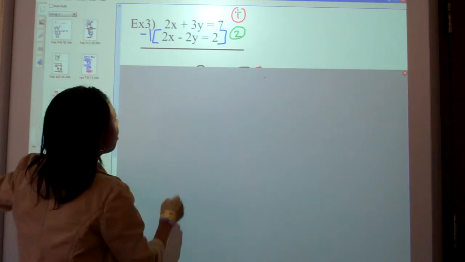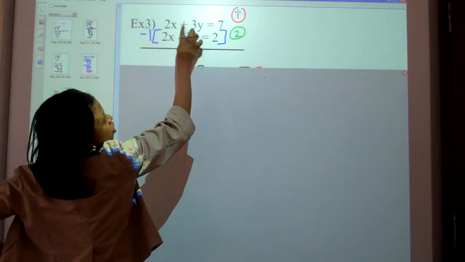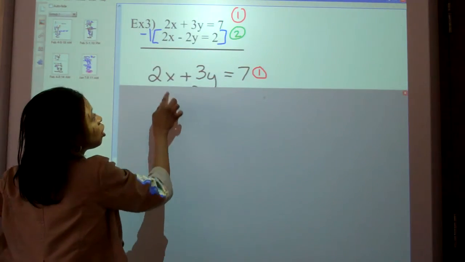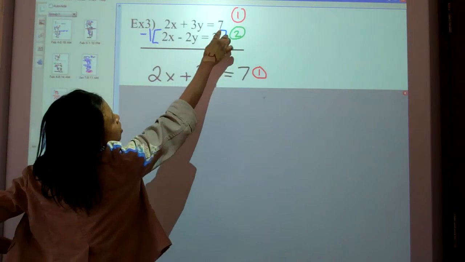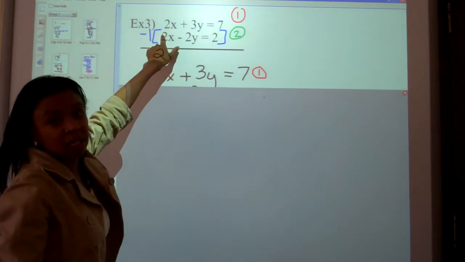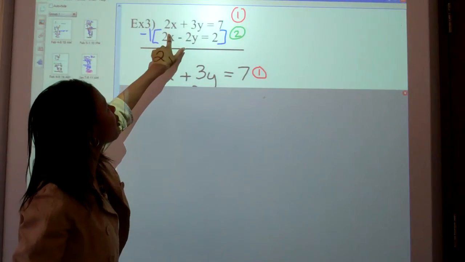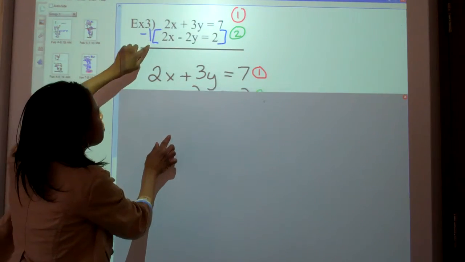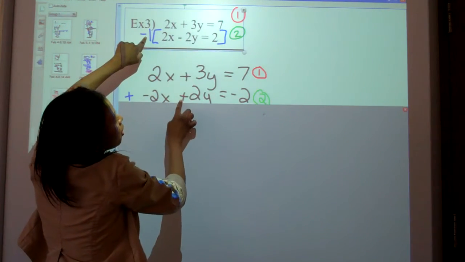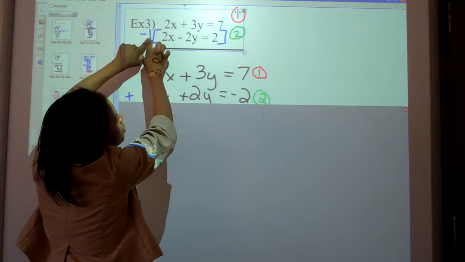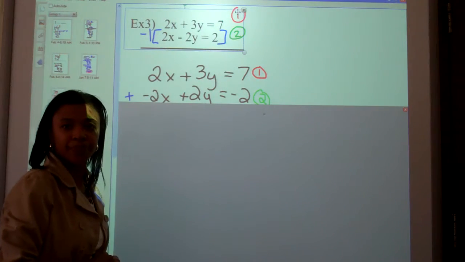Okay? When I multiply by a negative 1, first of all, the first equation will remain the same. It's going to remain because I didn't touch it, I didn't change it. So it's 2x plus 3y equals 7. Now I'm going to make this a negative because I'm multiplying everything by negative 1. So this becomes a negative 2x. This was a negative, so it becomes plus 2y. This becomes a negative 2.